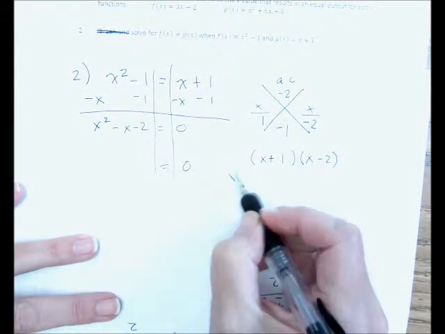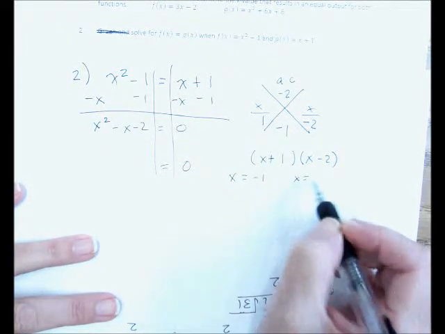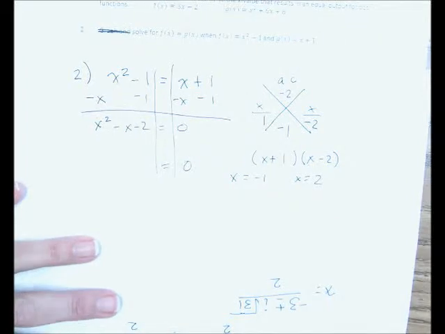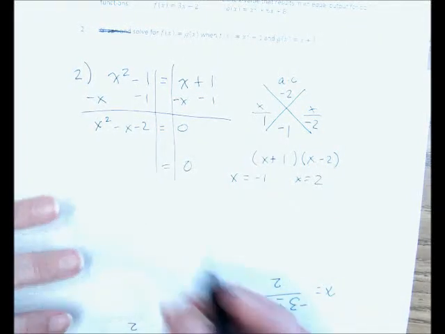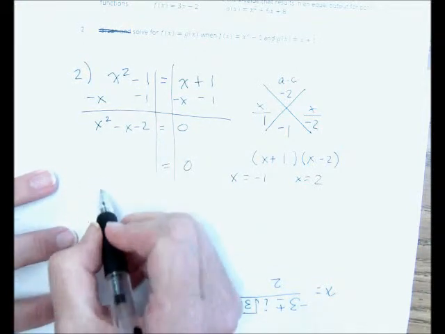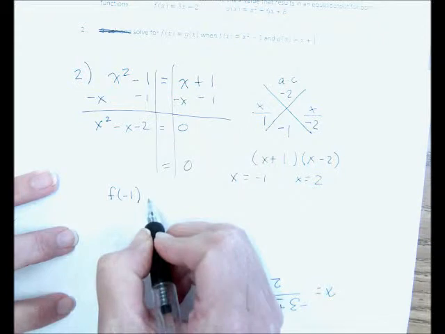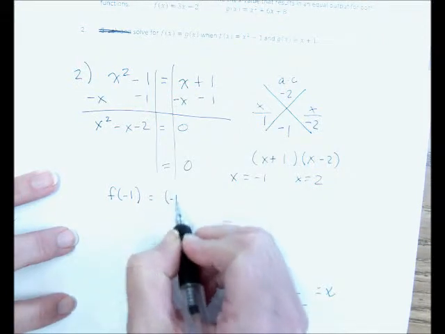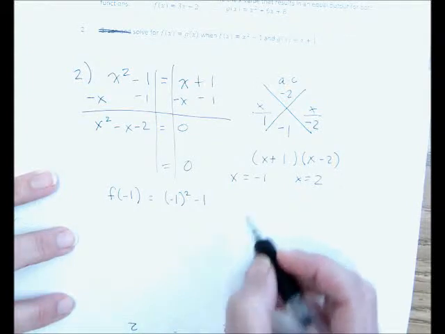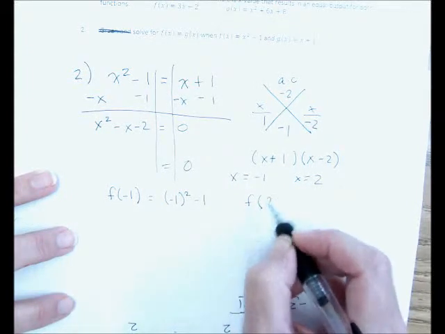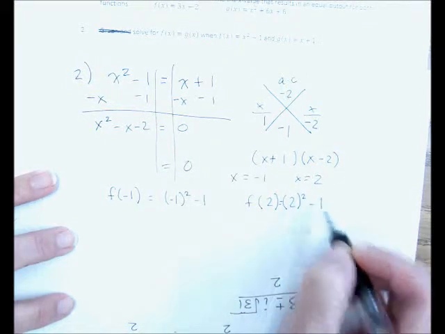So in this case, I have to solve for x, so x is going to equal negative 1, and x is also going to equal 2. But I have to go even further because you have to give me the point where it intersects on the graph. So for f of negative 1, I'm going to punch in negative 1 squared minus 1, and for f of 2, I'm going to set it equal to 2 squared minus 1.